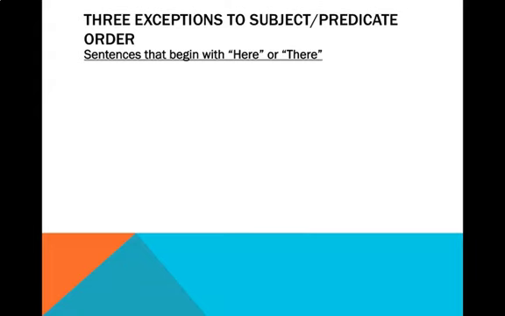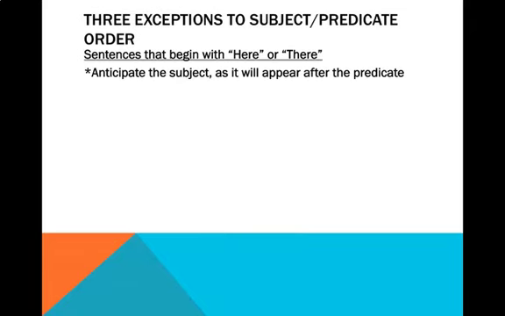Now, if you remember, I told you here and there are always adverbs. Always, always adverbs. And if that's the case, then they cannot be a subject, right? Because subjects can only be nouns or pronouns. So in a sentence that starts with here or there, you have to anticipate the subject because it's going to come after the predicate.